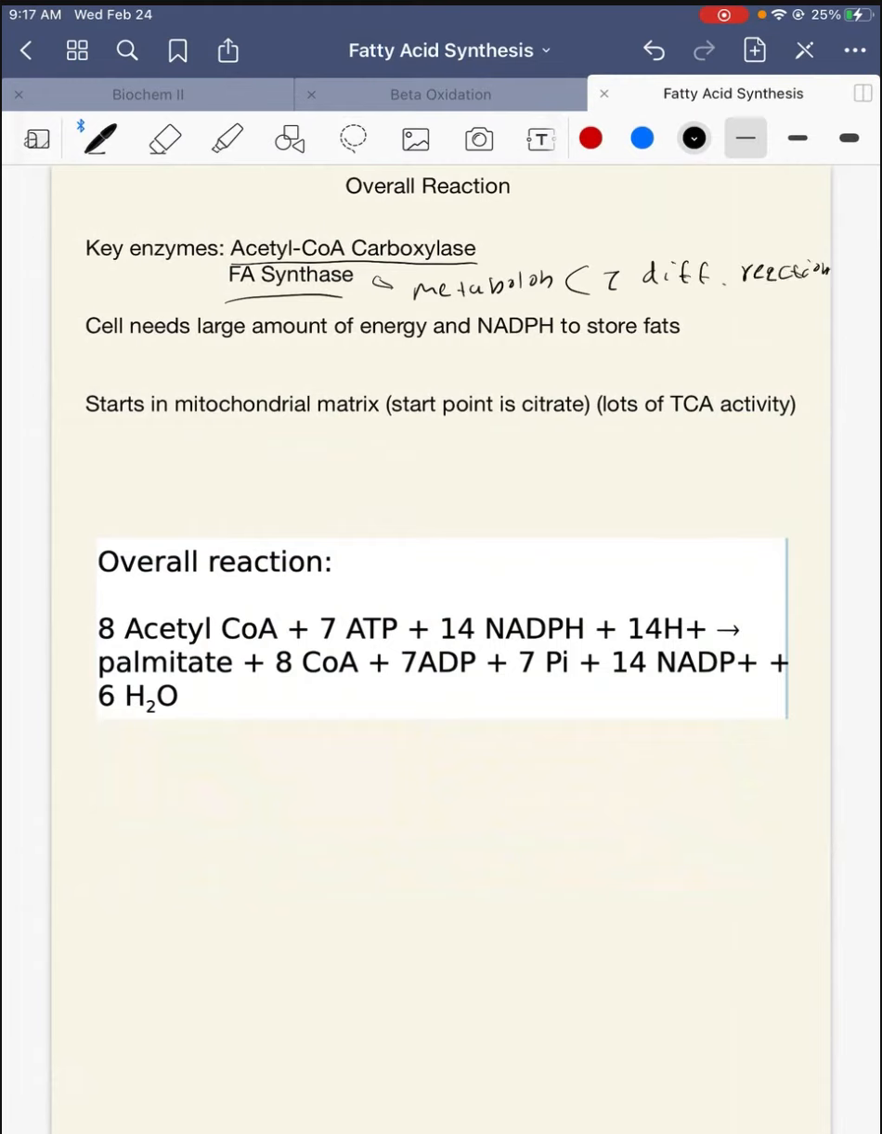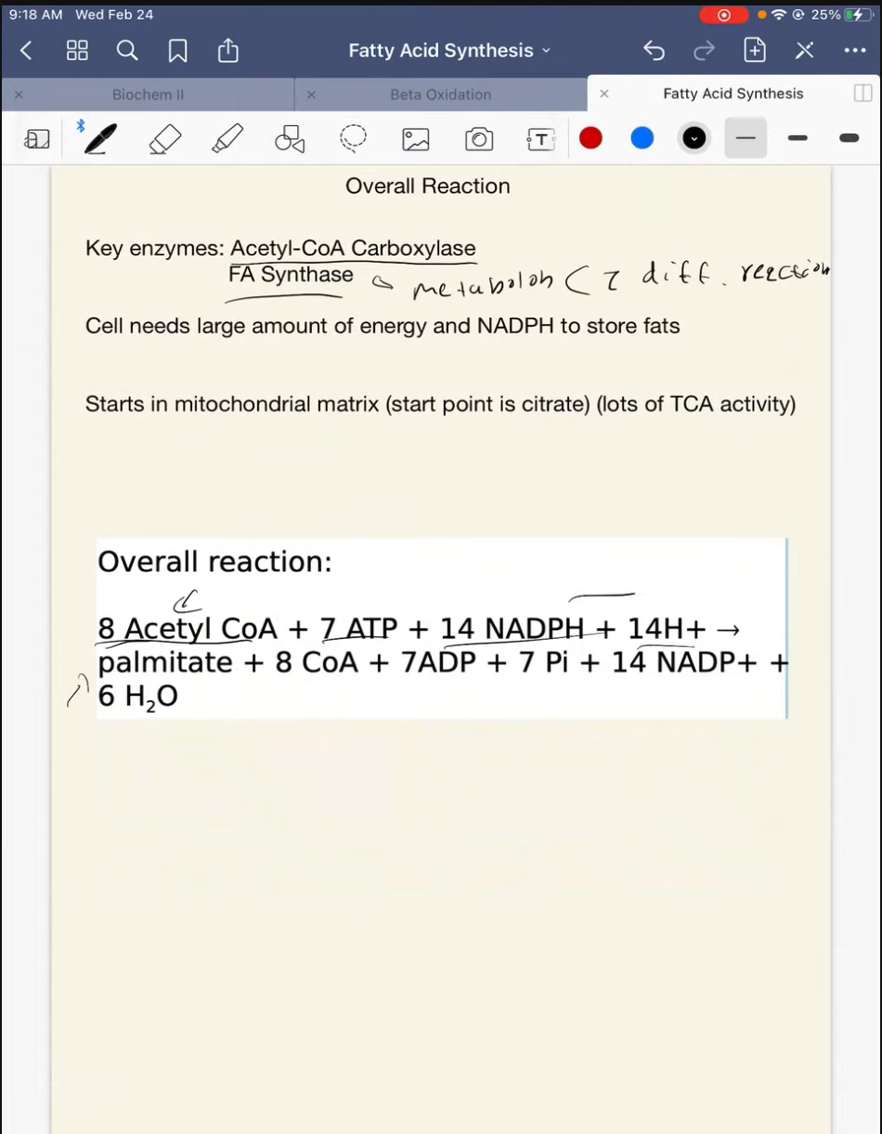Okay. So in order for the cell to run fatty acid synthesis, this is the overall reaction to make one palmitate. I think palmitate is 14 carbons, or maybe 16. I can't remember off the top of my head. But we use 8 acetyl-CoAs, I think it's 16, I'm pretty sure it's 16. We use 7 ATPs, we use 14 NADPH, and then we use a bunch of hydrogens.